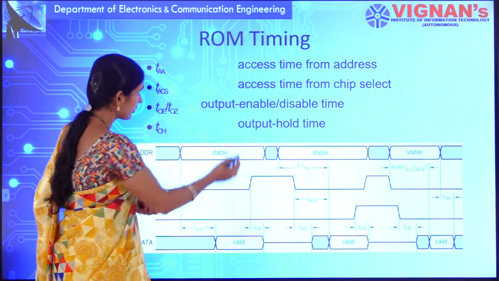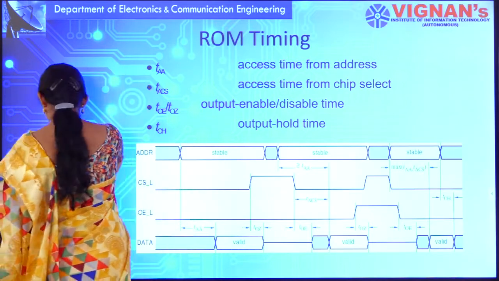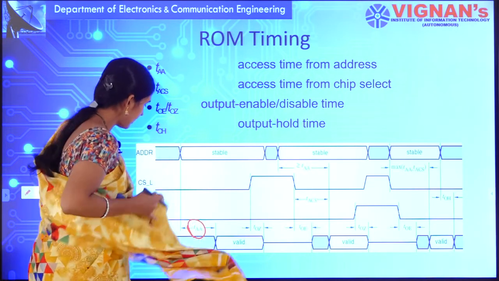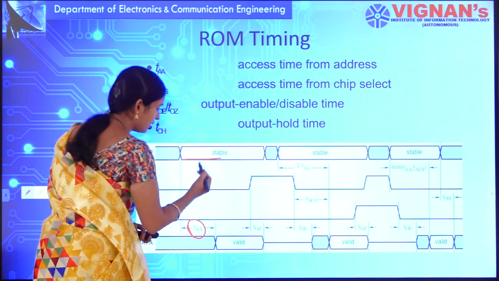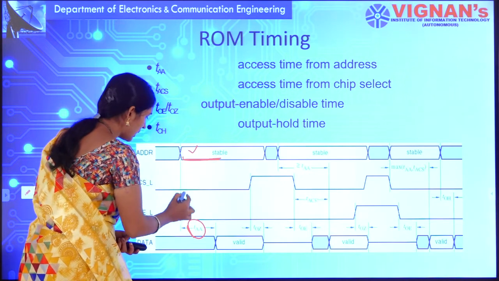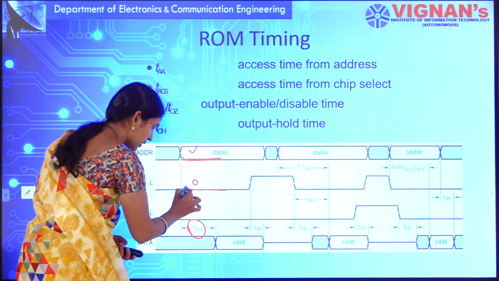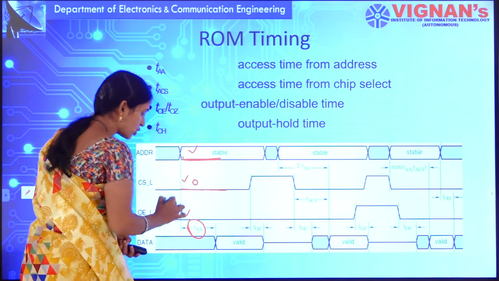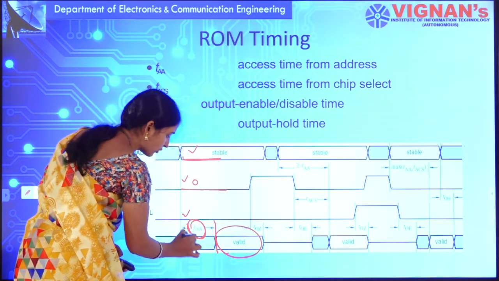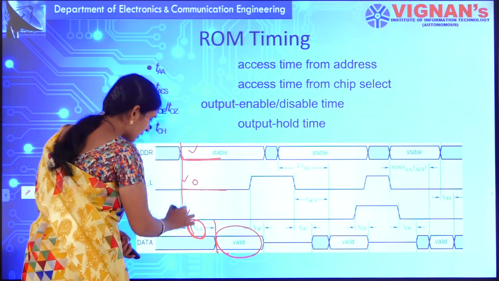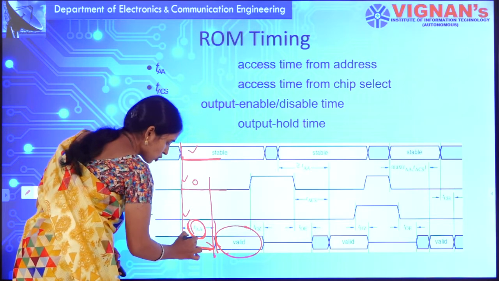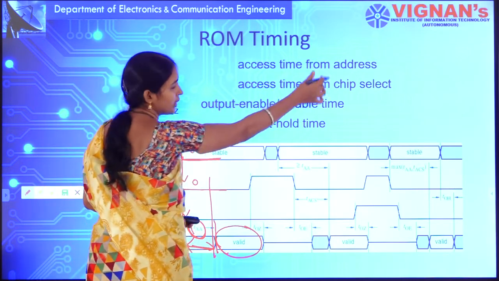See here, where you find TAA, this is your TAA. What does TAA indicate? Access time from the address. That means as the address is available, chip select is also activated low, output enable is also activated, but you are getting the valid data only after some period of delay. The address is available, but you get the data after some delay. This is called your TAA, access time from the address.